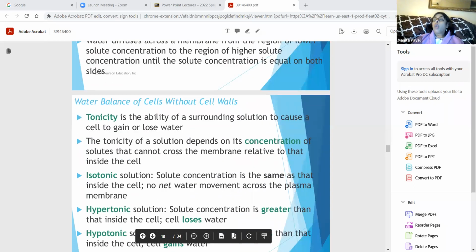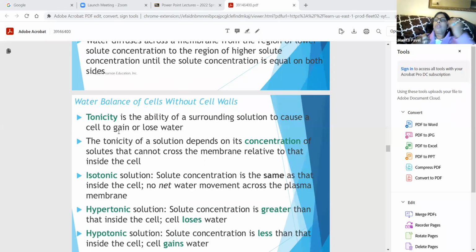So we have a term called tonicity. What does tonicity come from? It is the ability of a surrounding solution to cause the cell either to gain water or to lose water. And therefore, tonicity is going to depend on the concentration of the solute that cannot move across that cell membrane relative to what is inside the cell. So we have three different types of solutions, extremely important. We have isotonic, hypotonic, and hypertonic.